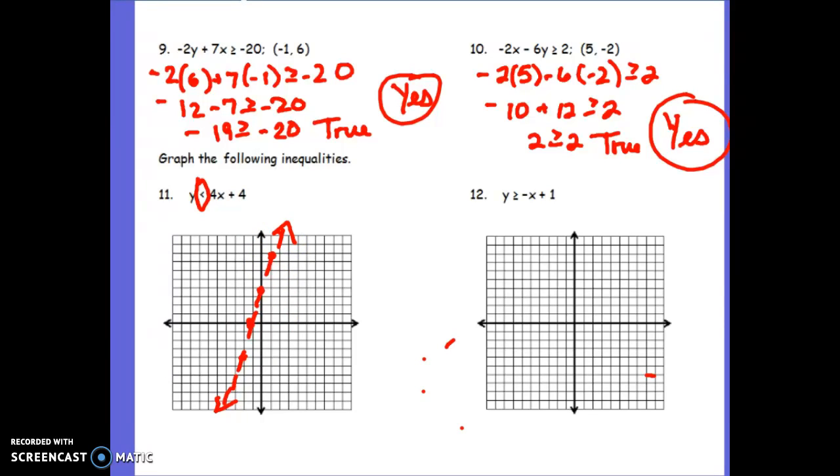Okay, and we're going to check out the point 0, 0. All right, so if I do the point 0, 0, I'll plug it in. 0 is less than 0 plus 4. 0 is less than 4. That's true. So the point 0, 0 is going to be on the shaded side. So we're going to shade the side here.